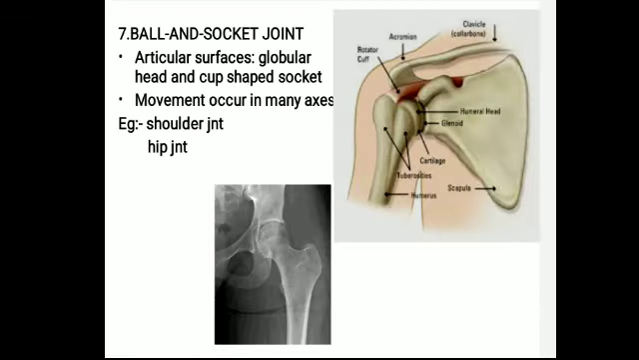The last variety of synovial joint is the ball and socket joint. This is very familiar to us because we have common examples like the shoulder joint and hip joint as examples for ball and socket joints. Remember, structurally here, if you consider both articular surfaces, one surface will be globular, that means a hemispherical rounded structure, and the opposite surface of the joint will be a cup-shaped or concave depression that will form the socket.